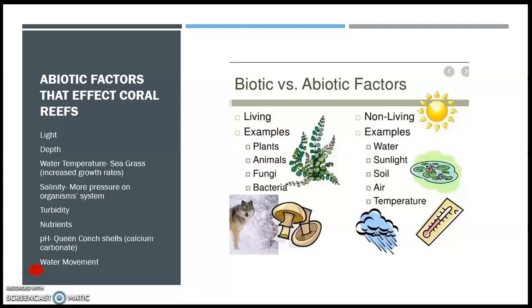Alright, so depth. Reef building corals must live where there's a moderate amount of light. There's a symbiotic relationship with the algae living inside their tissues, and these algae photosynthesize in order to create food and nutrients for the coral.